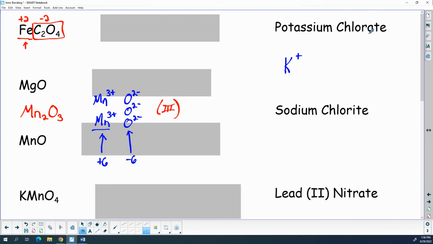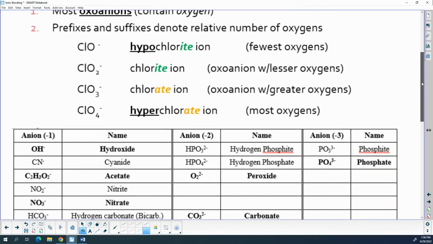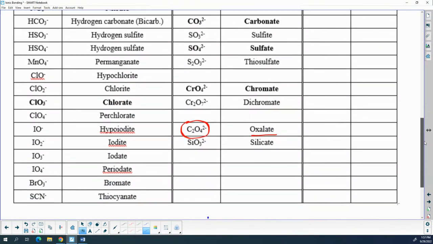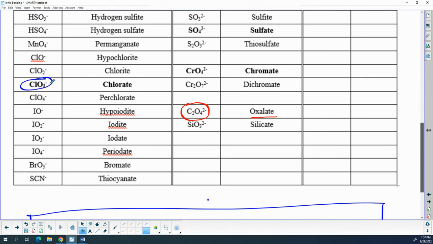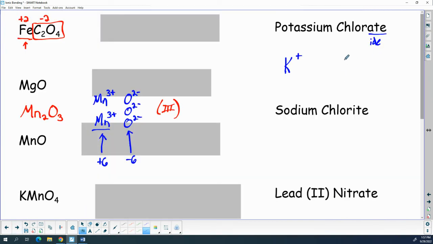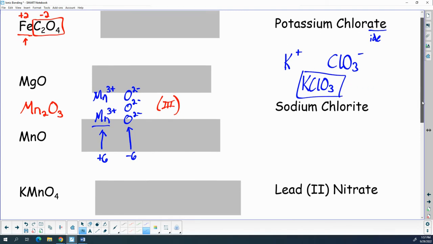Chlorate is not ending in the ide. If this ended in ide, this would just be chlorine, but because it ends in ate, I'm going to look on my polyatomic ions reference table and try to find chlorate. Chlorate is right here, ClO3 with a -1 charge. Well, potassium has a +1 charge, and these all work together to have a -1 charge, and +1 and -1 is neutral, so I just need one potassium and one chlorate, and I make a neutral compound. There's my formula.